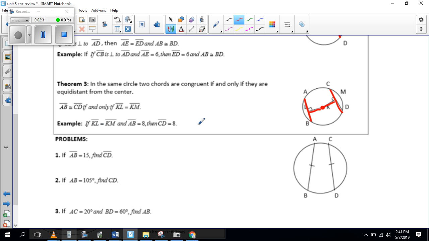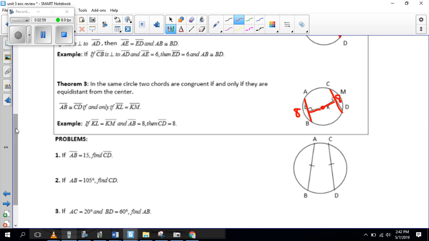So it says KL, so KL is here, is congruent to KM, and AB is congruent to CD. So if AB is 8, then CD has to be 8 because they're equal distance.